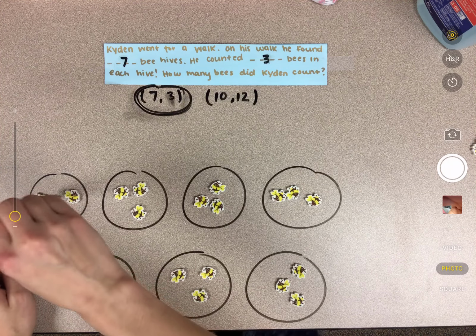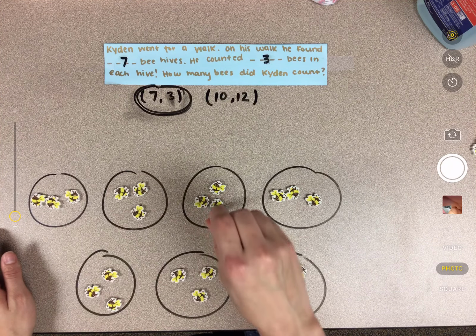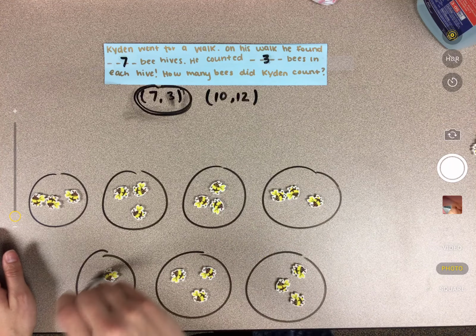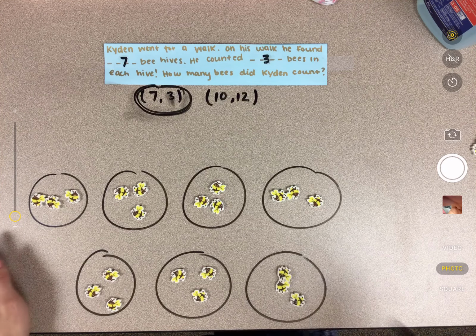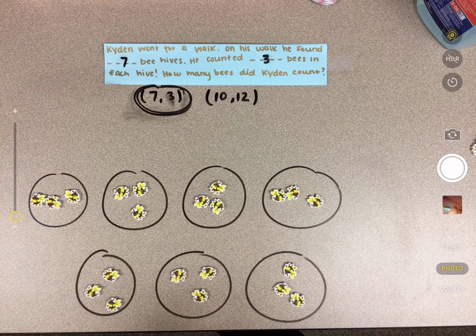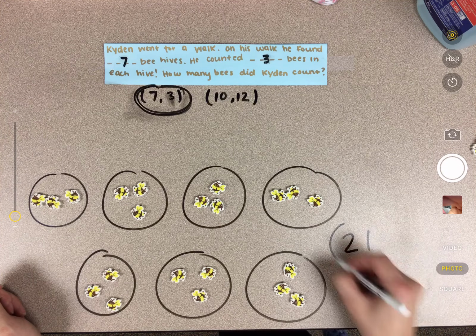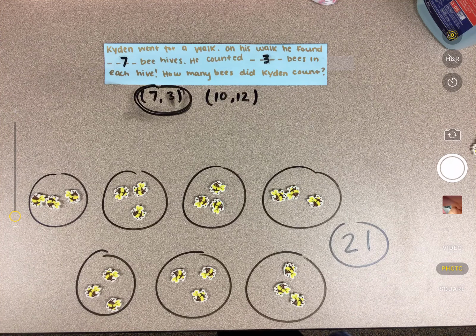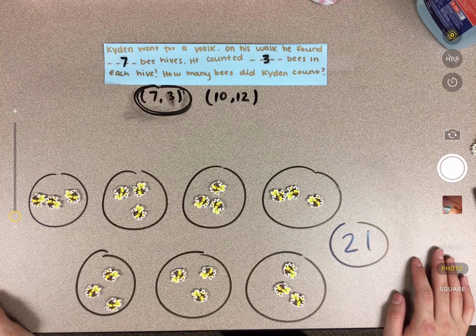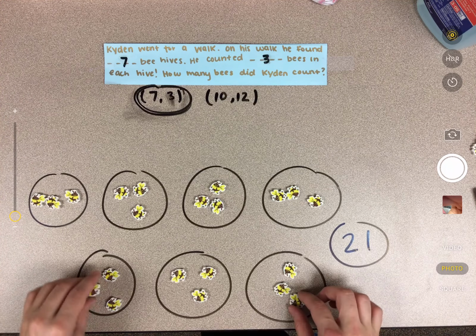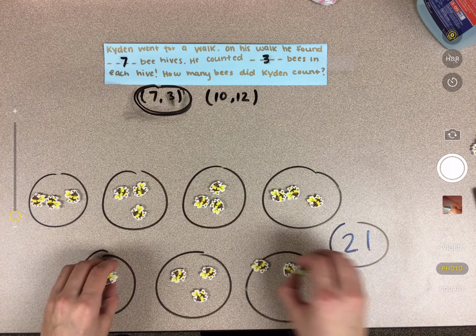So then I can go 1, 2, 3, 4, 5, 6, 7, 8, 9, 10, 11, 12, 13, 14, 15, 16, 17, 18, 19, 20, 21. So I know that I have 21 bees. So I would write 21 and I would circle it. Now, I don't know about you, but that was a lot of work and it took a really long time to do all of that work. So, I want to show you a few other ways that we can solve this problem.